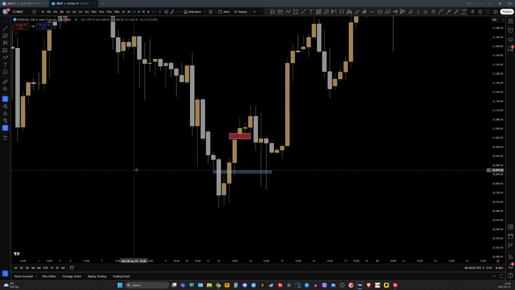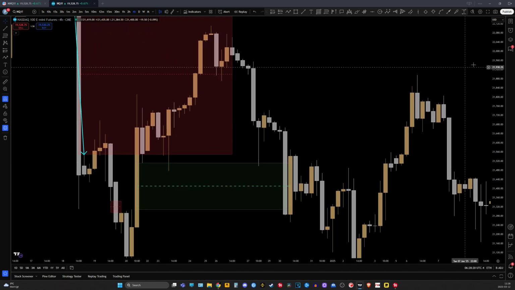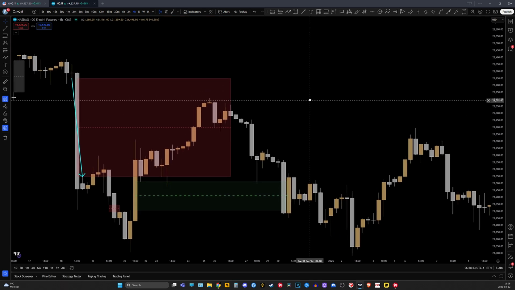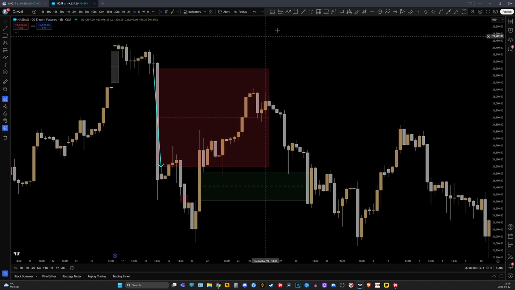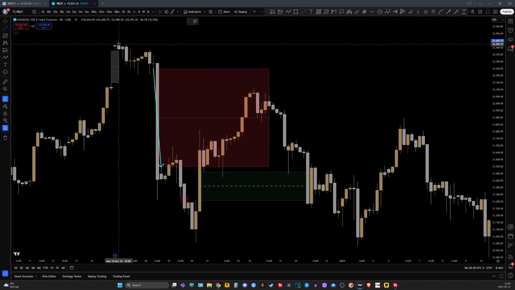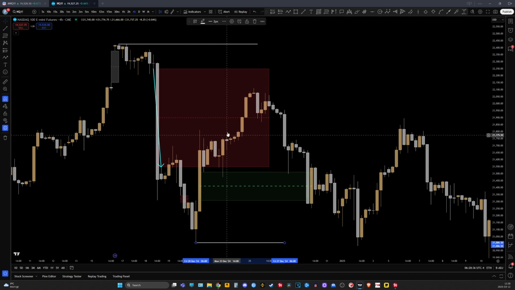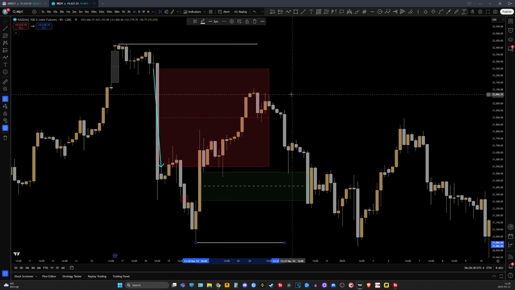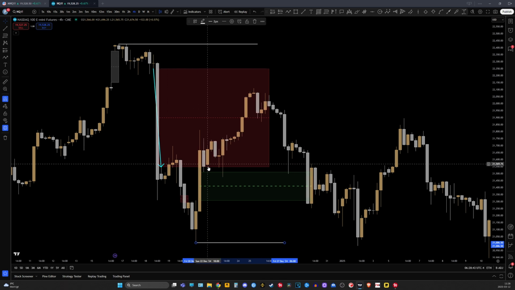Now, fair value gaps are also used as what we call internal to external liquidity. What does that mean? Well, basically, if we look at this chart, we could say that the external liquidity is these highs and lows, okay? And price is going to do a few different things, but two of those things that it might do is seek liquidity between old highs and lows, or seek to rebalance inefficiencies in the market. And these fair value gaps are clearly inefficiencies.